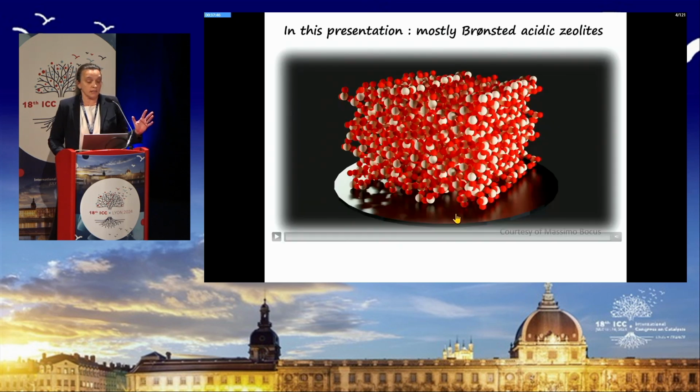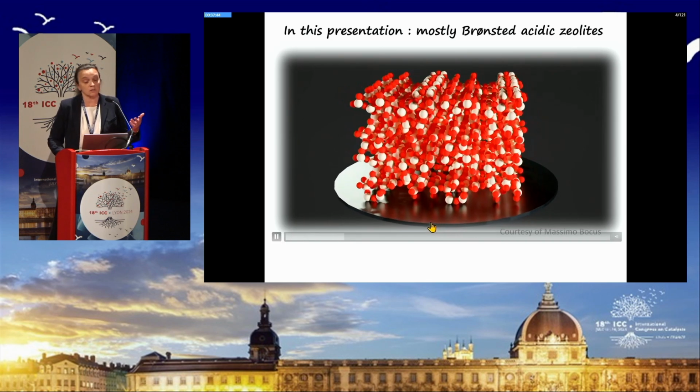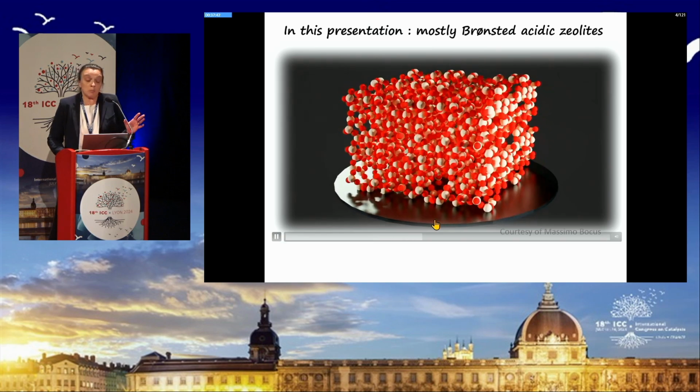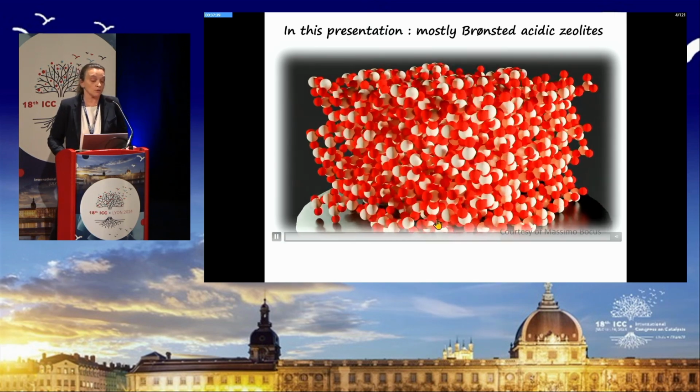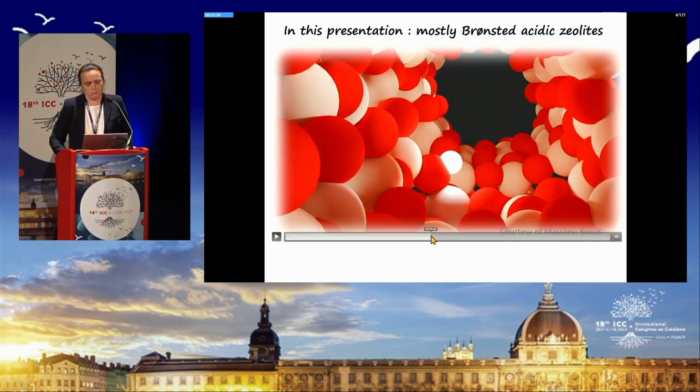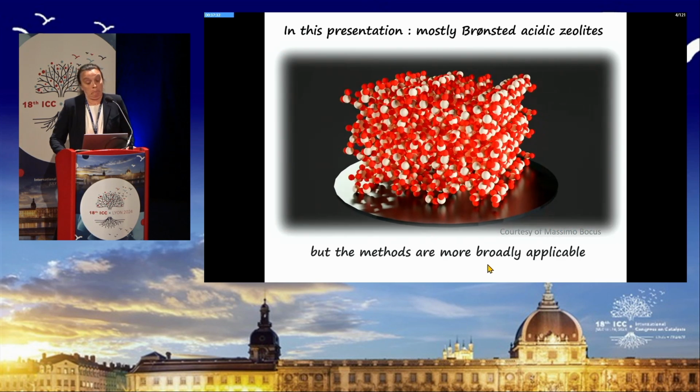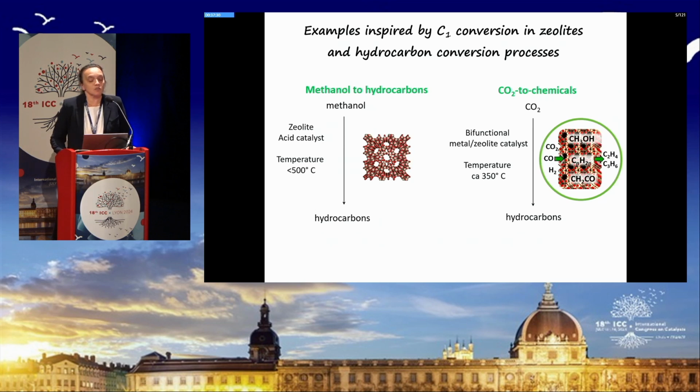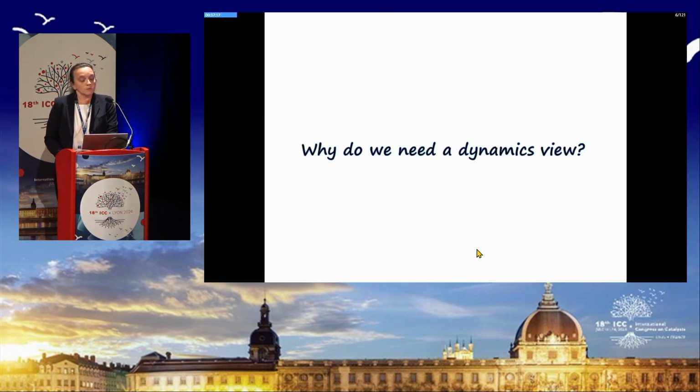I will illustrate this today for zeolite catalysis, Brønsted acidic zeolites, but many of the methods that I will show are also applicable to other systems. I will not discuss one particular chemistry today, so I will take examples from methanol to hydrocarbons, CO2 to chemicals, and in general, hydrocarbon conversion processes. The first question that I want to ask is, why do we need a dynamics view?